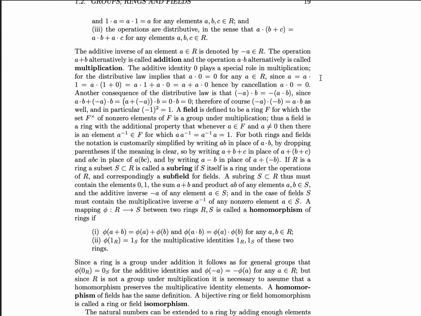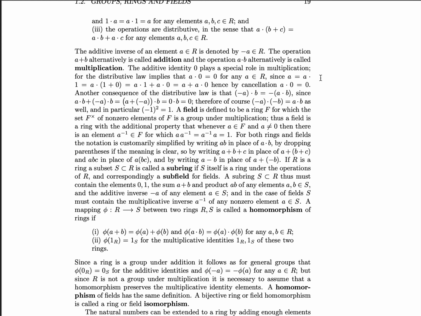Because we have the distributive law, A times 0 is equal to 0 for any A. Since A equals A times 1, then A times 1 plus 0 is equal to A times 1 plus A times 0, which is equal to A plus A times 0. So by cancellation, we have A times 0 is equal to 0. Namely, for any ring, the additive identity element times any element gives back the additive identity element.